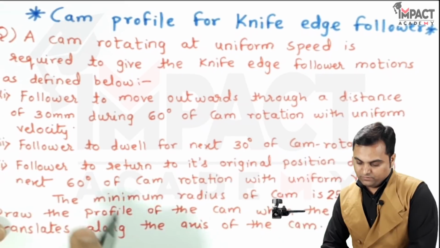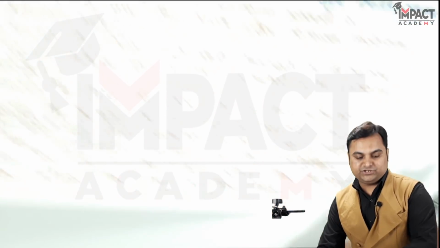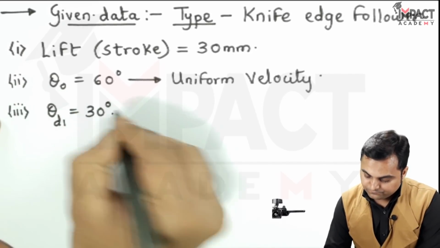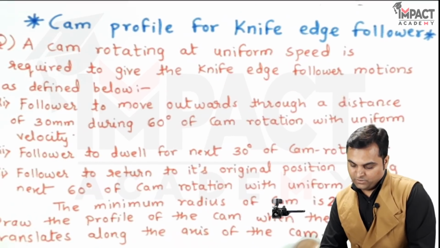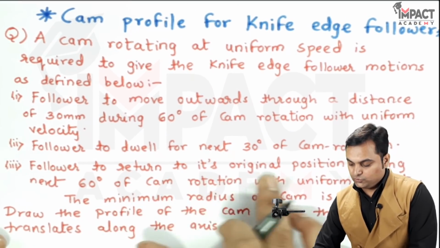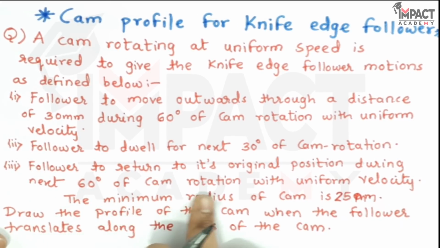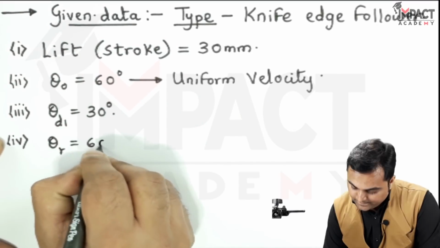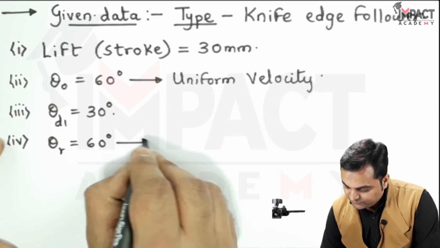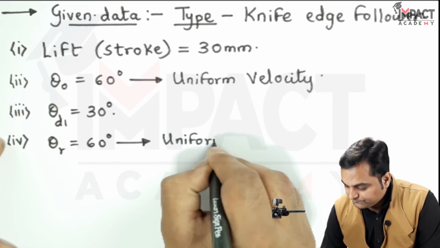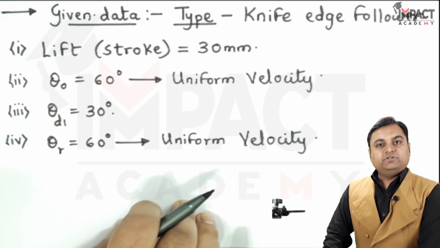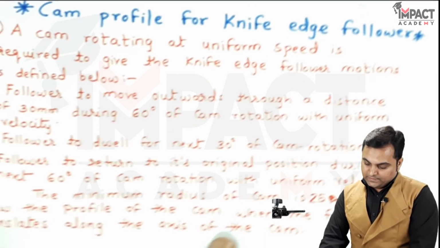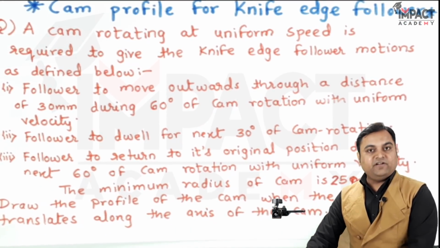Then, follower to dwell for the next 30 degree of cam rotation. That is the first dwell given. Then, follower to return to its original position during the next 60 degree of cam rotation with uniform velocity. So again it is returning by covering an angle of 60 degree, and that is also with uniform velocity. So this is the follower motion given during both outstroke and return stroke with uniform velocity. Next, the minimum radius of the cam is 25 mm.